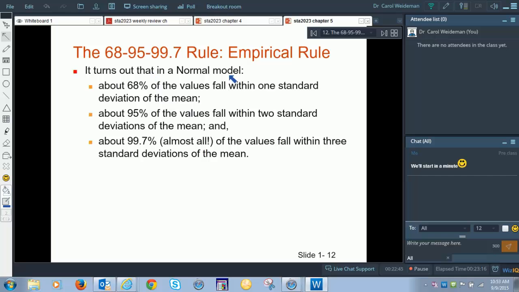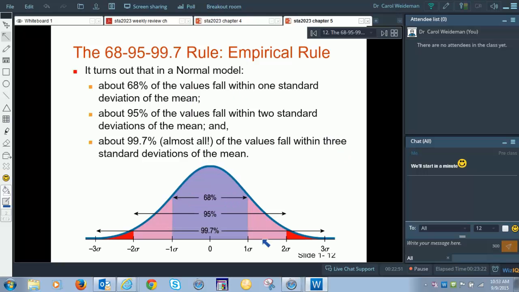So here's the rule to help you identify unusual data values. It's called the empirical rule. It turns out that in a normal model, about 68% of the data values fall within one standard deviation of the mean, about 95% fall within 2 standard deviations, and 99.7%, almost all the data, falls within 3 standard deviations. So now we have a benchmark to compare standard deviations, z-scores, to.